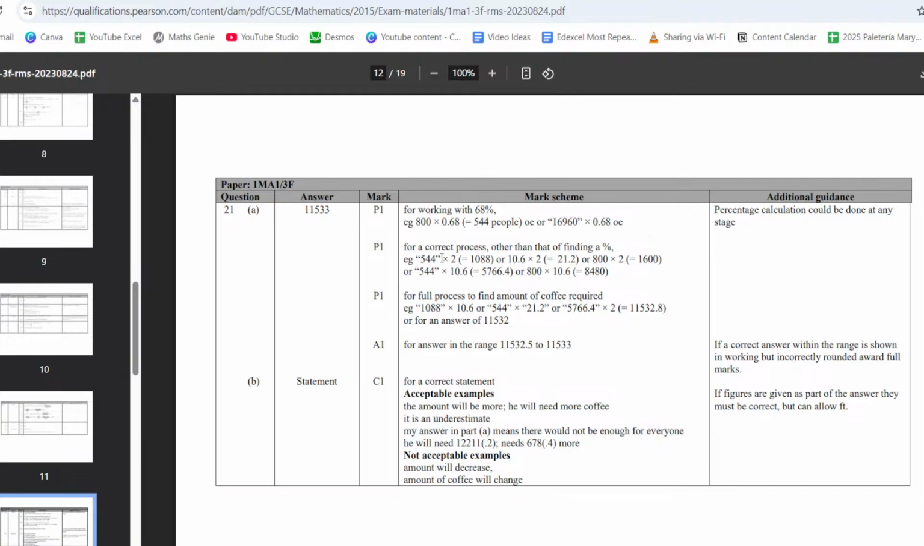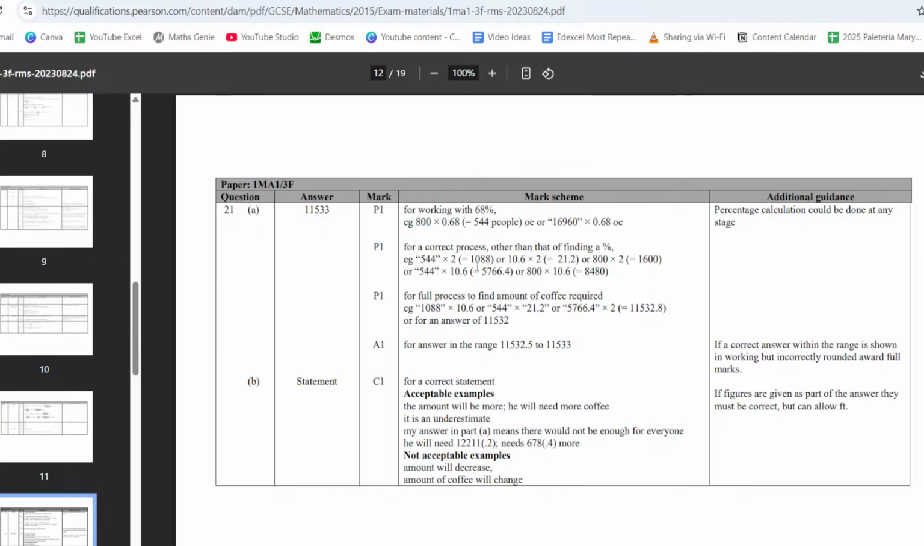So do you see how they've said mark number 1 is assigned to working out the 68%? However you've worked out the 68%, they're looking for that to give you 1 mark. They want to see that you did work out the percentage, and you see their examples are something like that. Something similar to this. And in the brackets is the 544. So the mark is not for the 544. The mark is for the calculation.